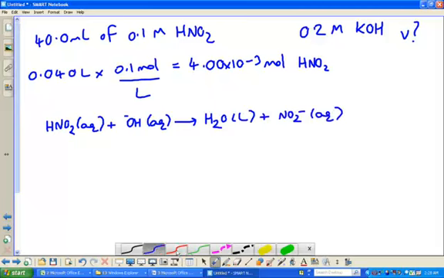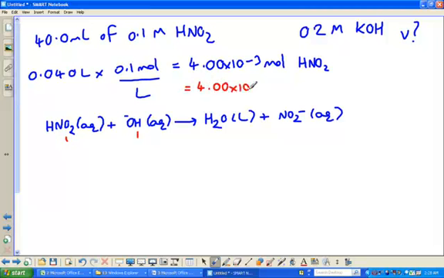Now, I just want to make sure everybody understands the reason why I've done this. We have a 1-to-1 ratio of our acid to our base. Alright? Meaning that the number of moles of our acid is going to be equal to the number of moles of our base. So therefore, we also need 4.00 times 10 to the minus 3 moles of our OH minus or KOH. But the question doesn't ask us for a number of moles, it asks us for our volume. So we're going to start off with the number of moles that we have. We know we have 4.00 times 10 to the minus 3 moles of KOH.